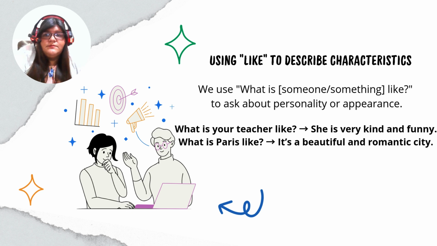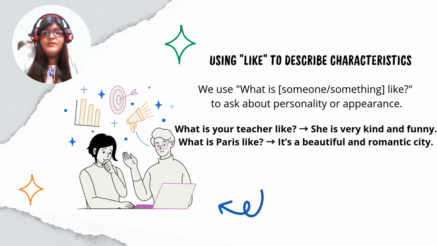If you see here, when someone asks you characteristics about you or your friends or one member of your family, to your teacher and so on, you could describe that person with adjectives like kind, funny, smart, and things like that, right? What is your teacher like? She's very kind and funny. Then we have what is Paris like?